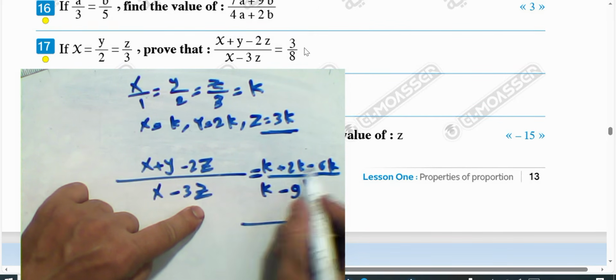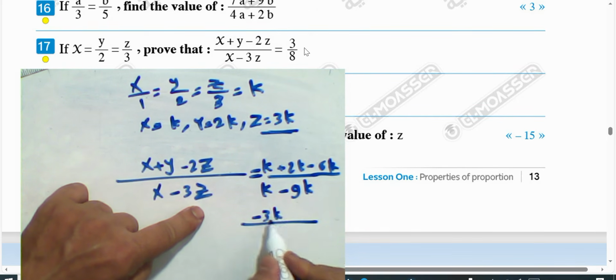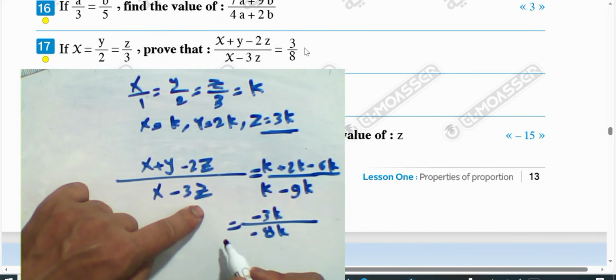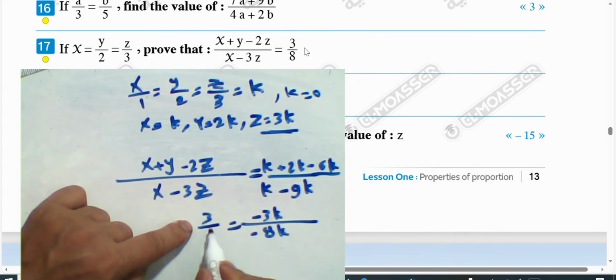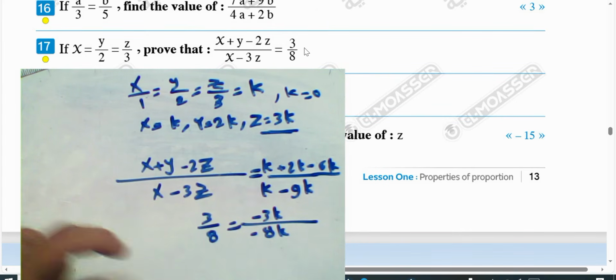Then 1 plus 2 is 3, 3 minus 6 is negative 3, so negative 3k over 1 minus 9, which equals negative 8, negative 8k. You can simplify by dividing negative k up and down. K is a constant, not equal to 0, so you can divide by it. Then the result will be 3 over 8 in the simplest form.